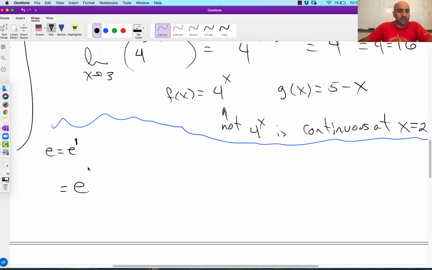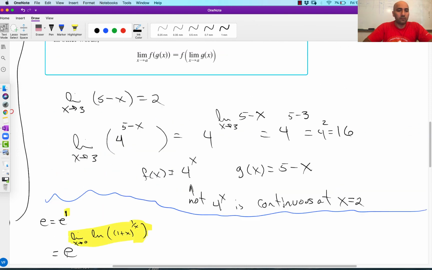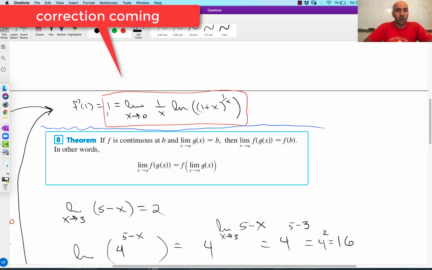So e is equal to the limit as x approaches 0 of ln of parentheses 1 plus x to the power of 1 over x. Right? I'm just saying the 1 here is the same thing as this complicated thing. We established that up here. It's right here in our box. 1 equals this complicated limit.